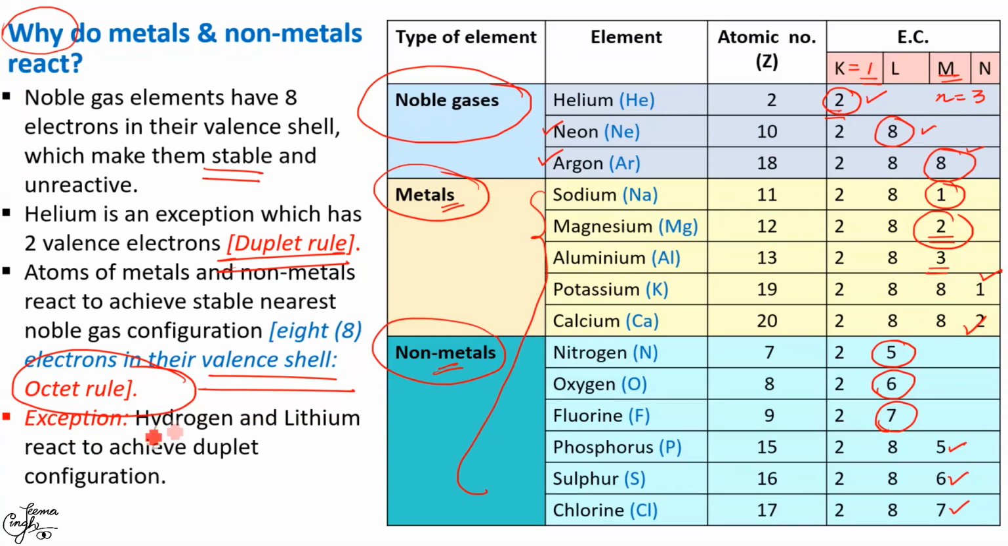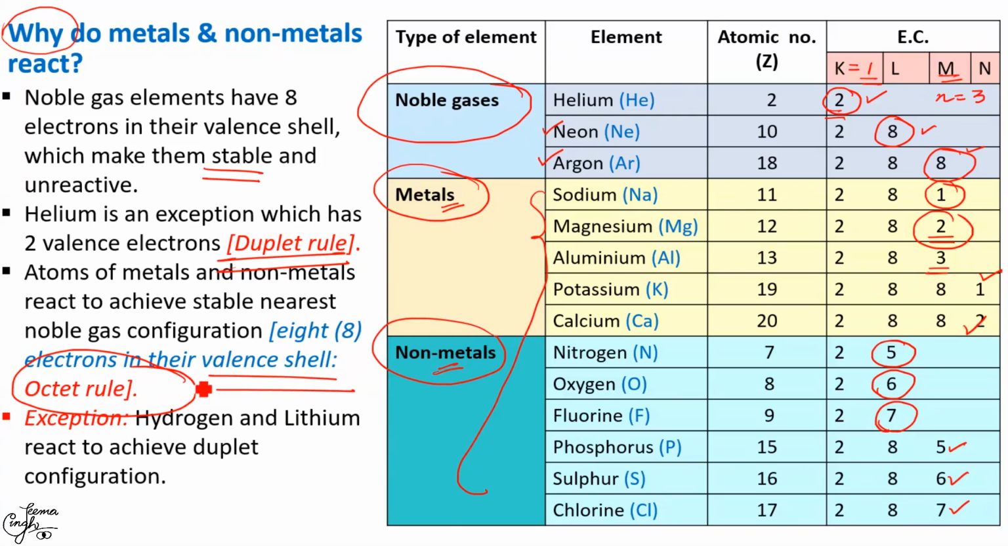And how is this octet obtained? This octet an atom can achieve by losing or gaining or sharing its valence electrons. In this video, we'll only concentrate on the losing and gaining aspect of valence electrons. The sharing part we will take up in the next chapter, carbon and its compounds. There are indeed exceptions to the octet rule, which are currently above your class level.